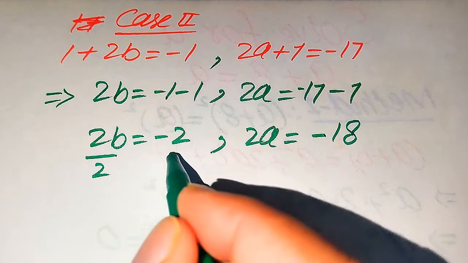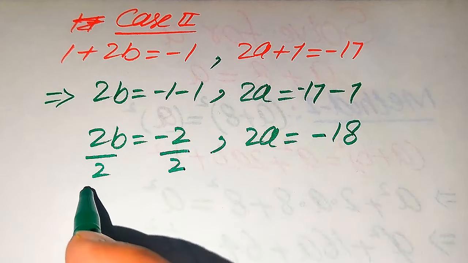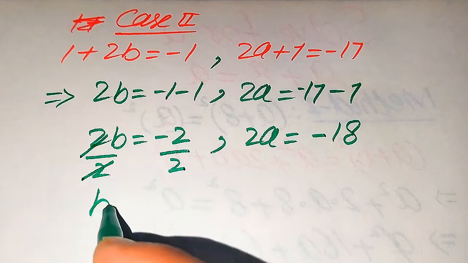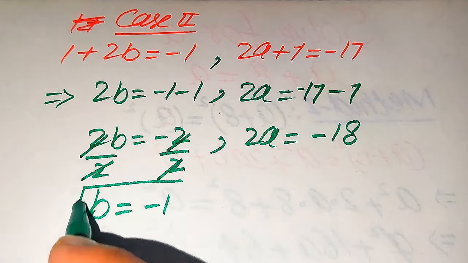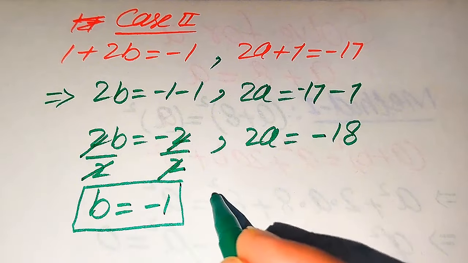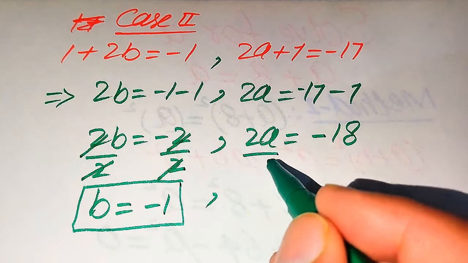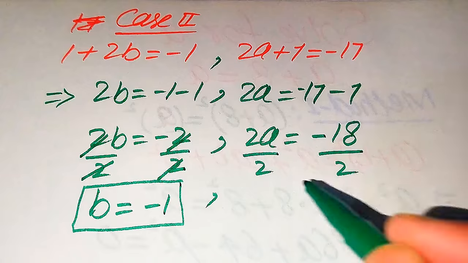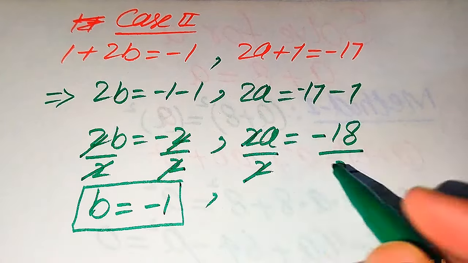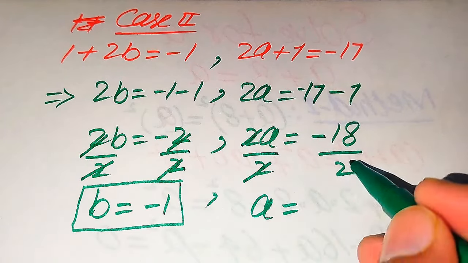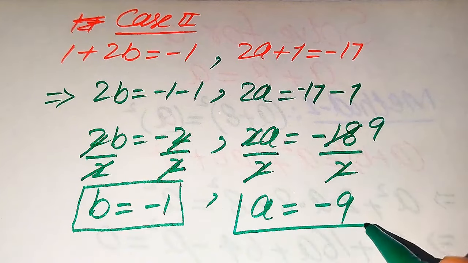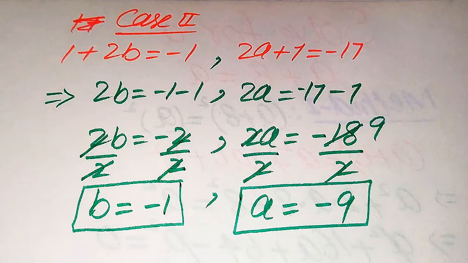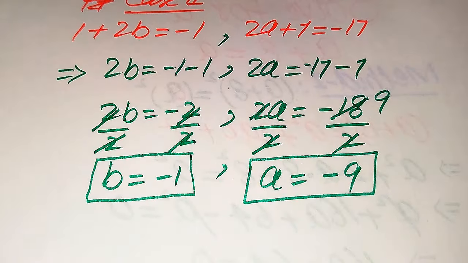So here we need to divide both of the sides by 2 in order to get the value of b. These 2 and 2 are gone, and we get the value of b in the second case is -1. Then in order to find the value of a, we again divide both of the sides by 2. These 2 and 2 are gone, and we get a is equal to -18 divided by 2, which is -9. So these are the two values of a and b which we get from the second case.